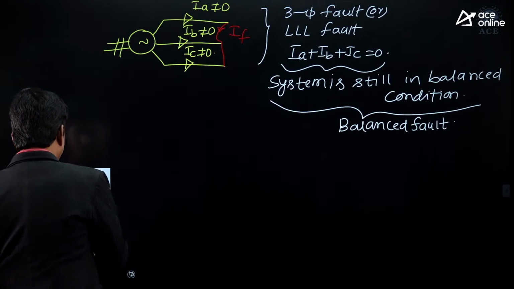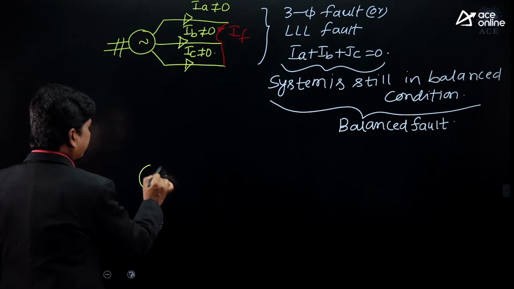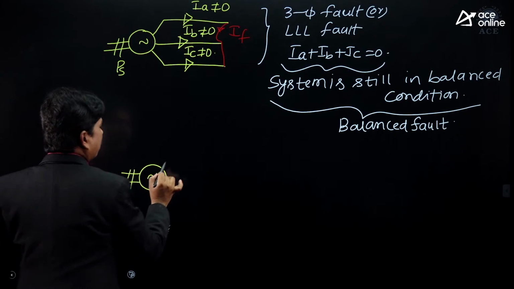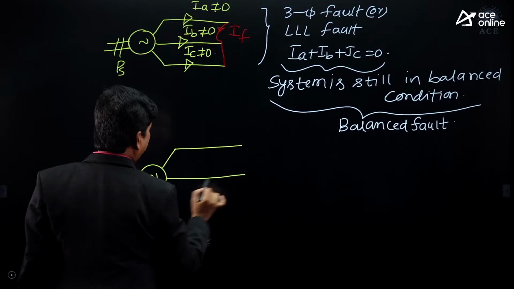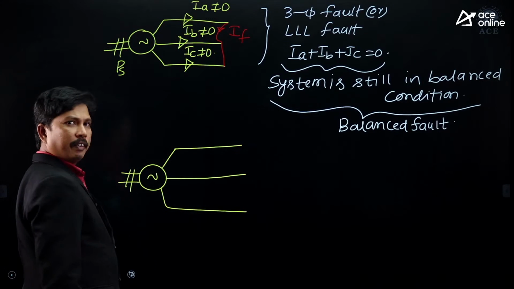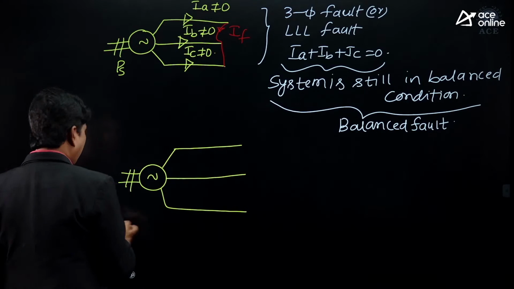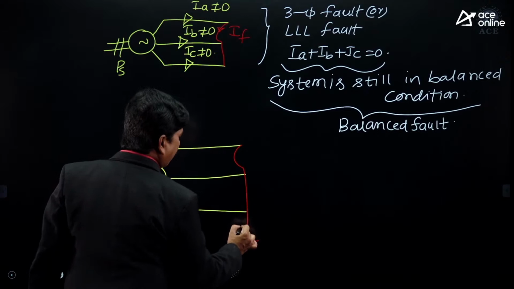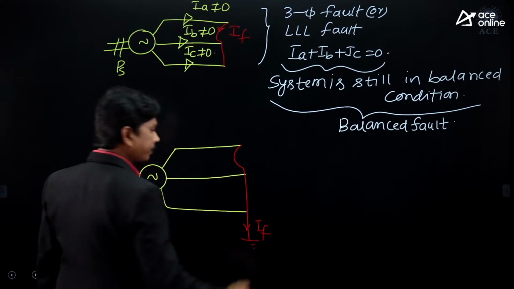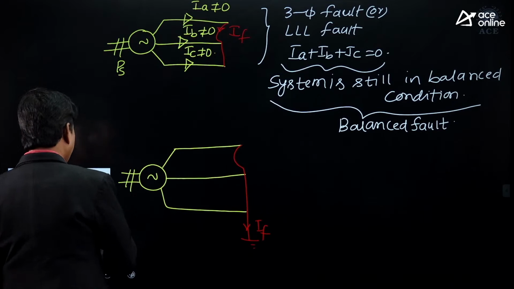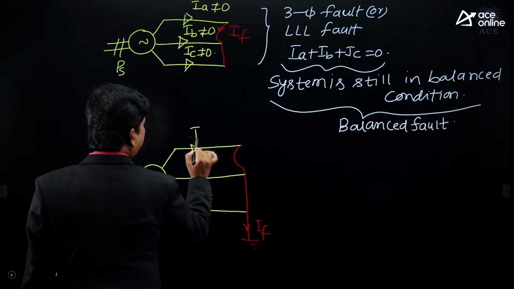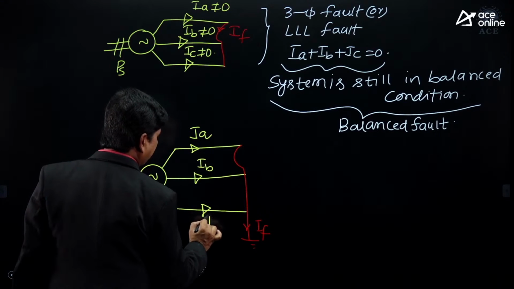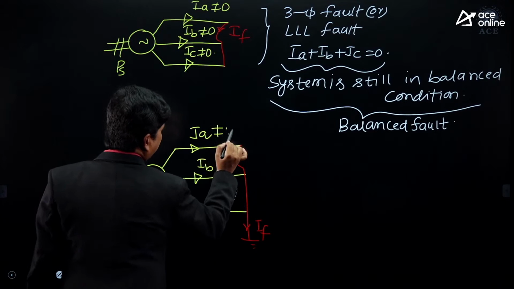And similarly, we are having a fault where we are giving constant mechanical input, A phase, B phase and C phase we are having, and here all the three phases are involved in the fault and they are going to ground, and here it is the fault current IF, right. So here we are having the A phase current IA, the B phase current IB and the C phase current IC, all not equal to 0.